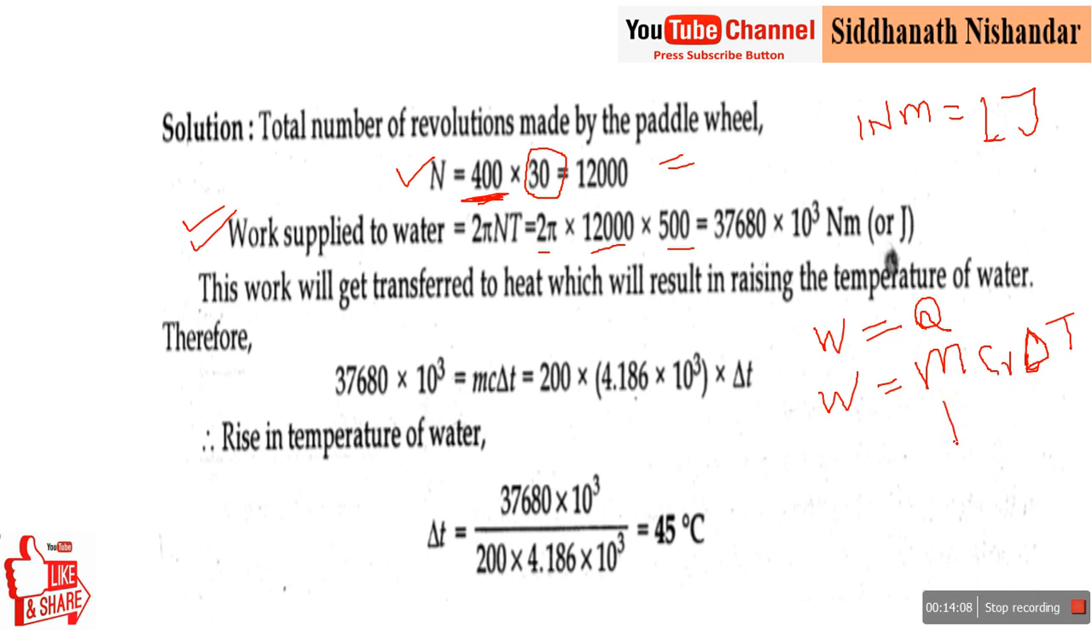Now m is given, Cv is also given, and W we have found. The unknown is the change in temperature, so from this equation we can easily calculate it. The change in temperature is around 45 degrees Celsius. Just go through this slide, then we move on to the next numerical.